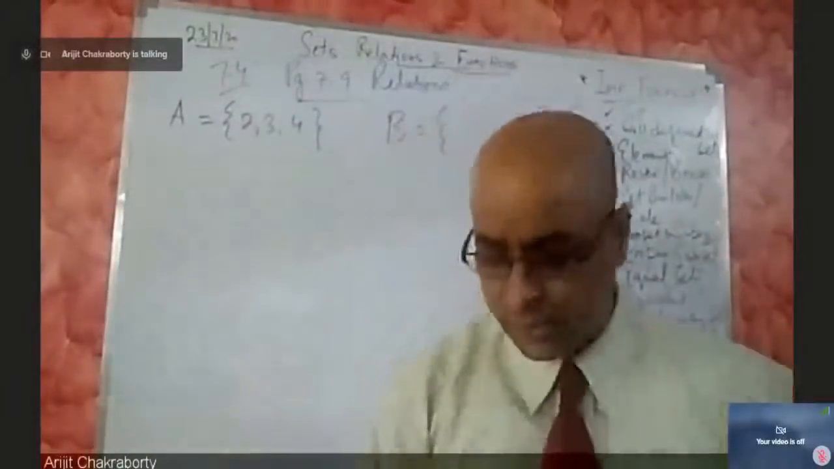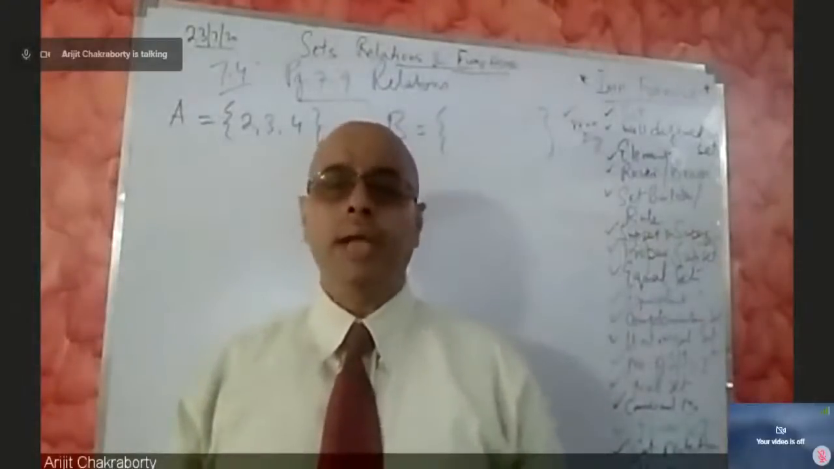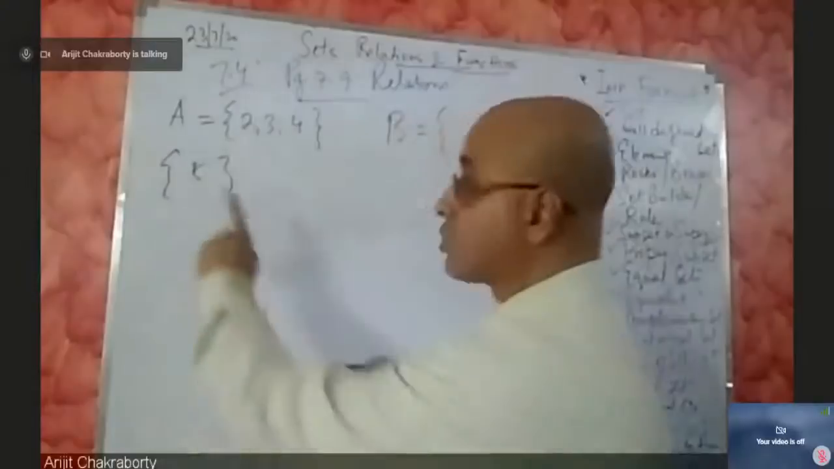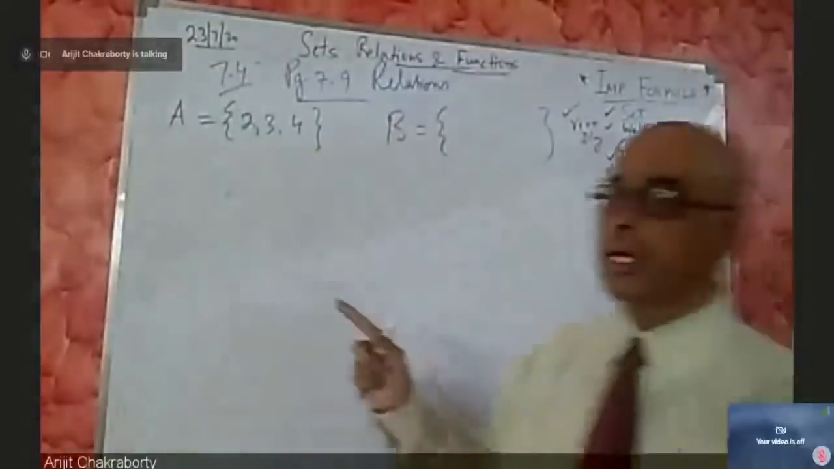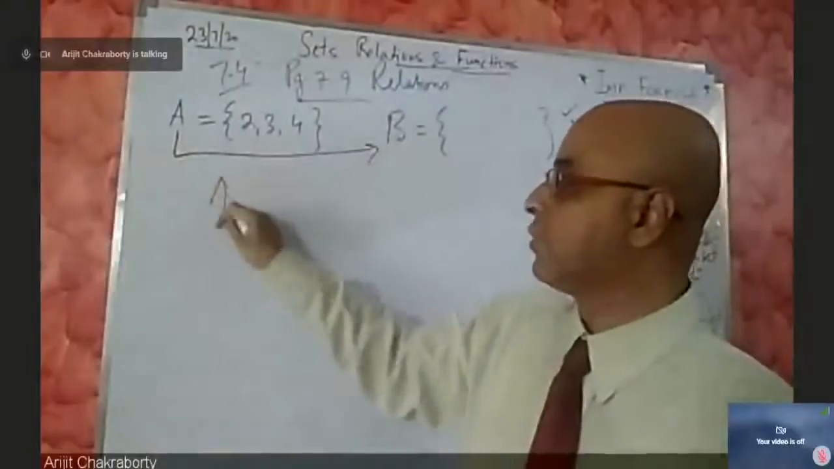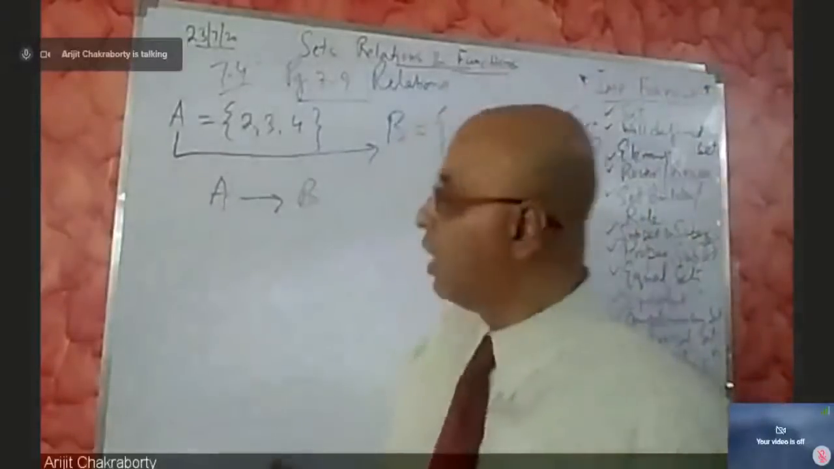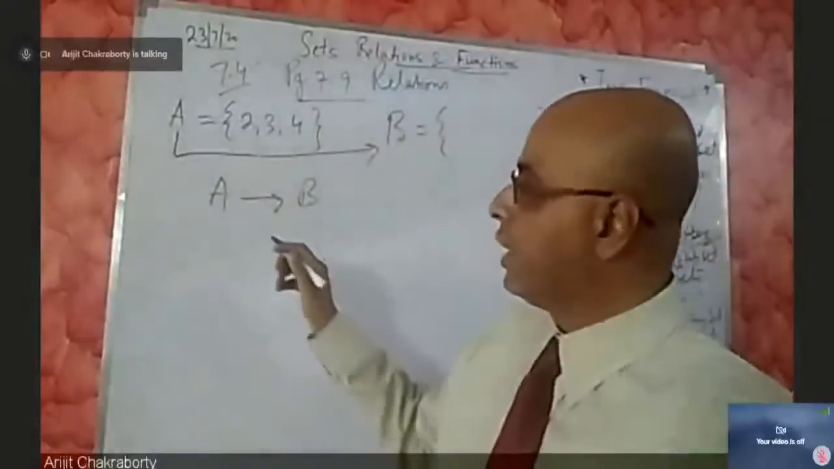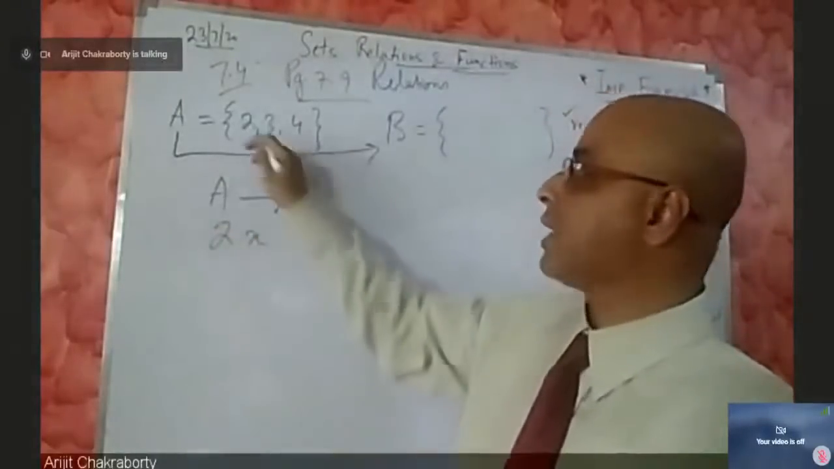Now, the relation is like this: A and B are two sets which are non-empty. Non-empty means at least one element is there. If you have a set like {5}, it is a non-empty set because you have at least one element, and that is 5. So A and B are linked by a relation. We are building a relation between A and B. We write it like this, A arrow B, such that the set B and the set A will have a relation, and the relation is that the elements in B will be 2 into x, where x is the element here.